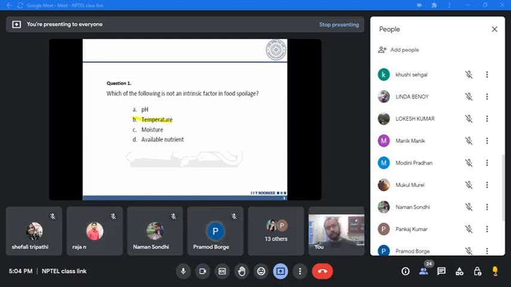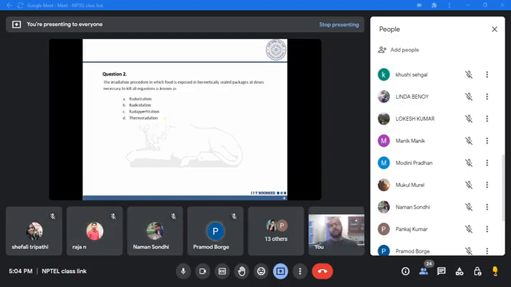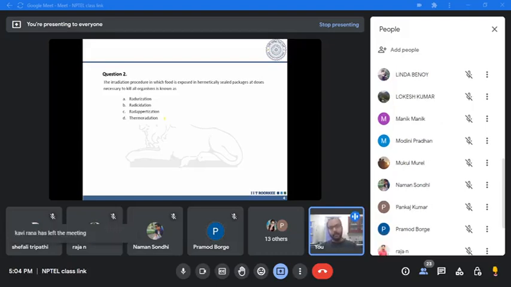So the second question is: the irradiation process in which food is exposed in a hermetically sealed package, at doses necessary to kill all microorganisms, is known as. The options are radurization, radicidation, radappertization, and thermoradiation. So you have to answer this question.